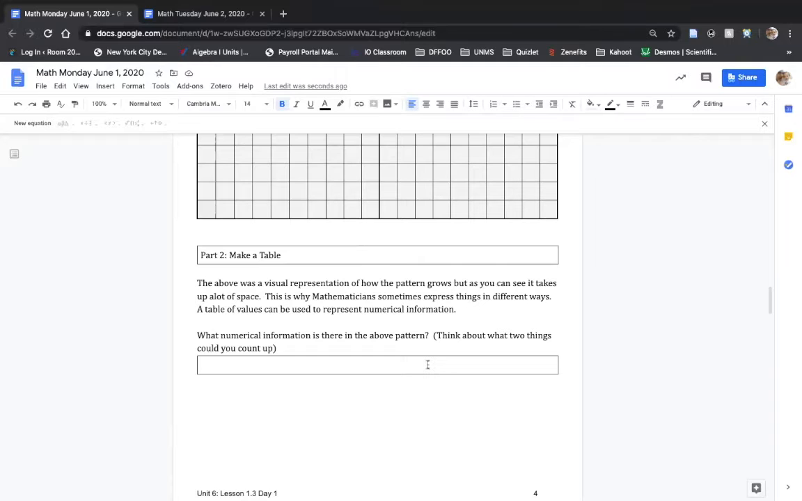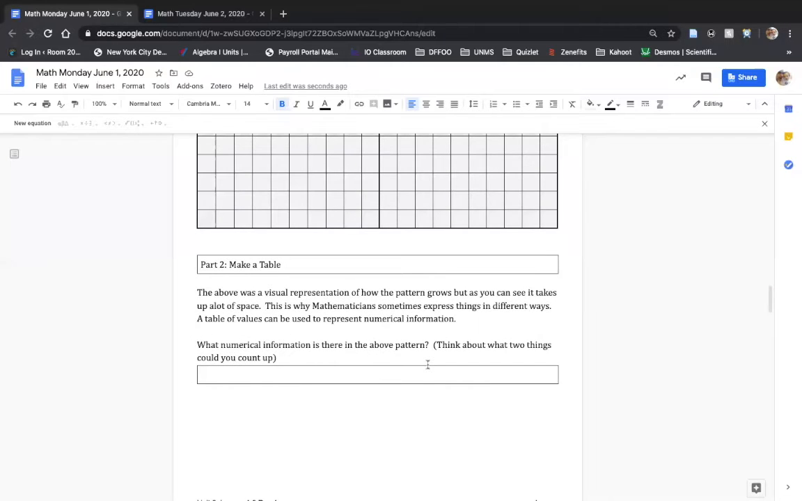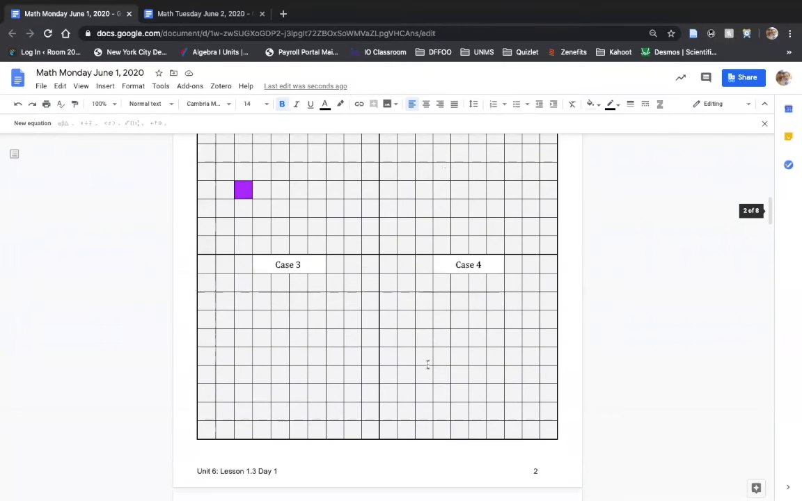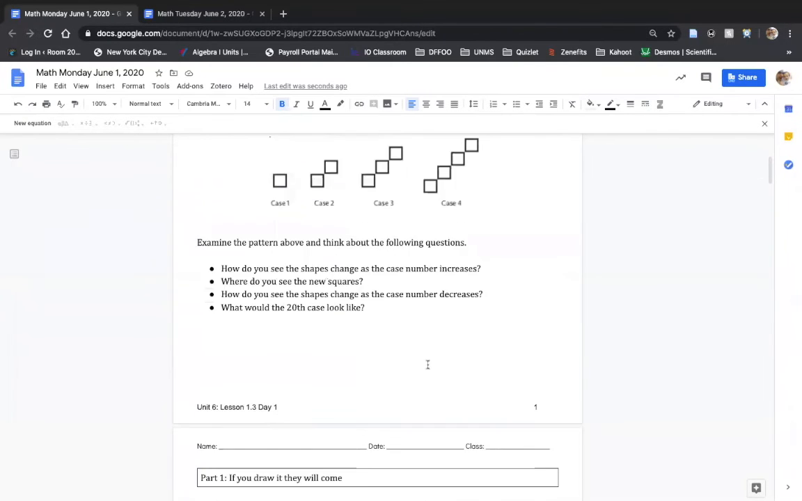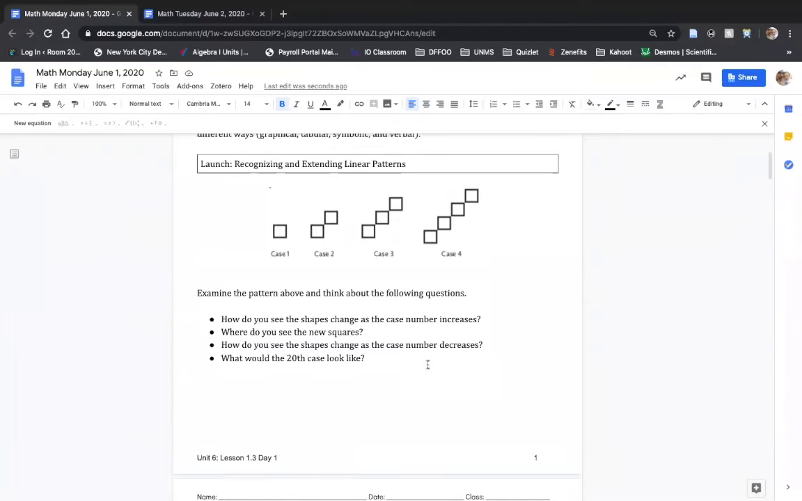So something that we do sometimes in math is make a table to take the numerical data and put it together in a place that's going to take up a lot less space than it would to draw that out over and over again. So the first thing we have to figure out, though, is what numerical information is there, right? When we're looking at it, I see some numbers, right? What do the numbers that you see represent? And then there's something else that you can count up here, right?